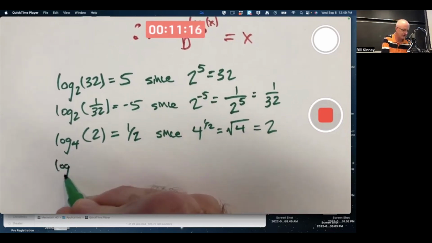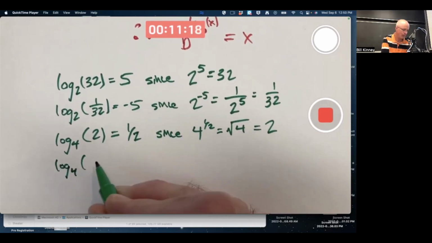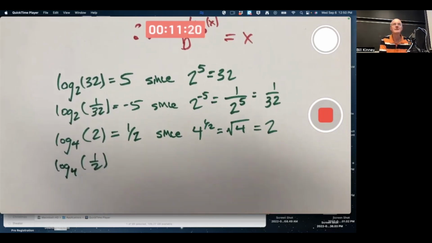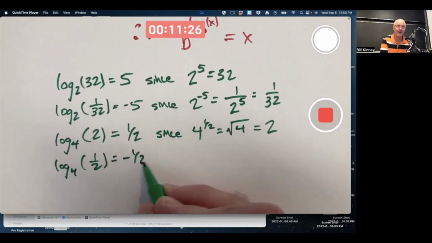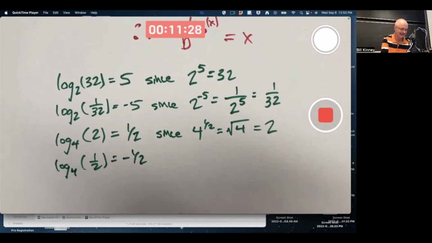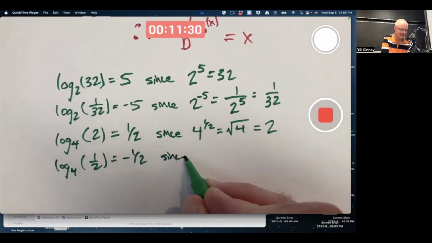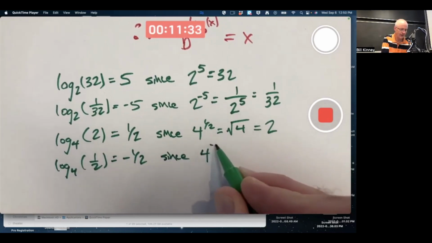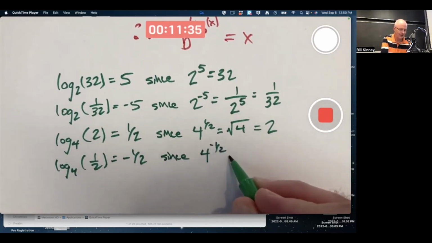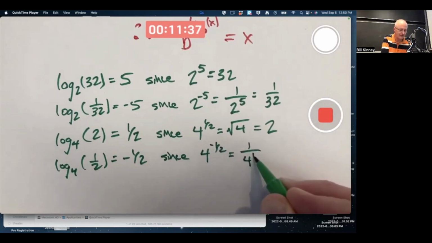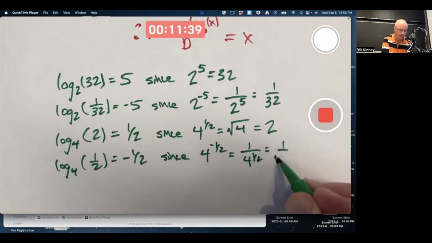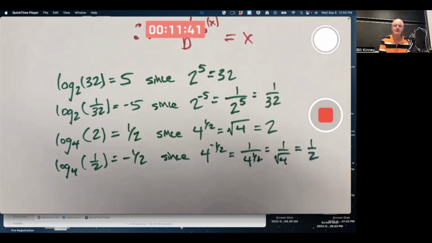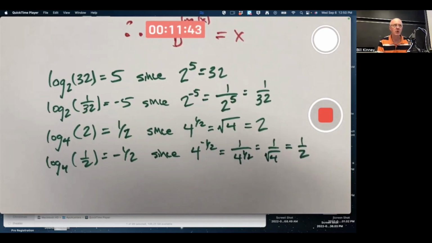Likewise, log base 4 of 1 half is negative 1 half. Since 4 to the negative 1 half, by definition, is 1 over 4 to the positive 1 half, which is 1 over the square root of 4, which is 1 half. Weird but true.